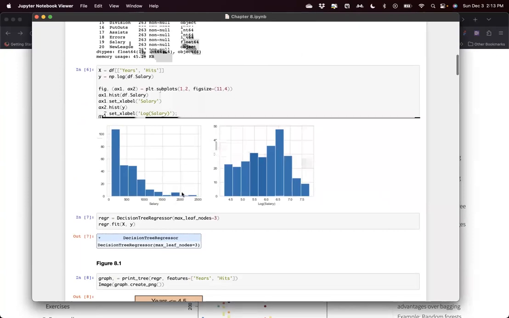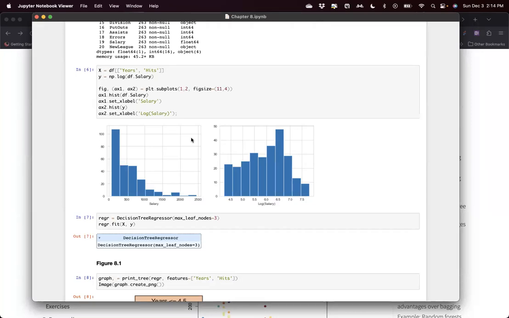Apparently, there's a lot of outliers in this region. So what the log is doing is normalizing, trying to get a more Gaussian or normal distribution. But this is interesting, because usually in decision trees you don't need to do this. And that's one of the advantages of decision trees.